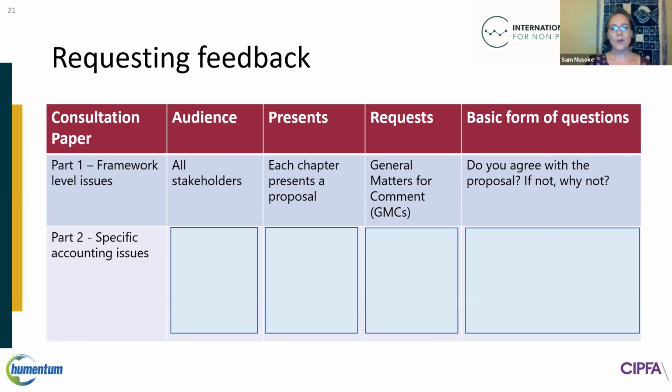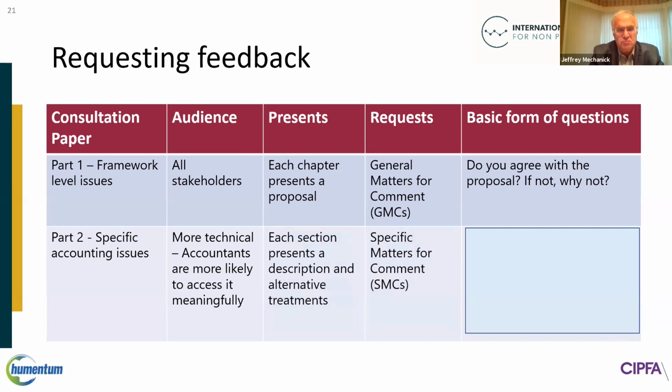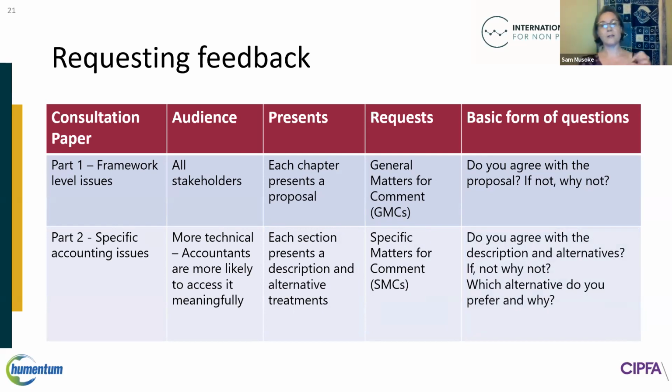So part 2 is about specific accounting issues, like when to recognize grant income, or whether to disclose gifts in kind, how to measure inventory without sale value, that sort of thing. It's also written in plain English, and it's pitched to be accessible to a more technical audience, familiar with accounting concepts and language. So in part 2, each section describes the issue and then presents some alternative treatments. And each section ends with a request for specific matters for comment. So you're invited to comment on the specific matters presented in that section.